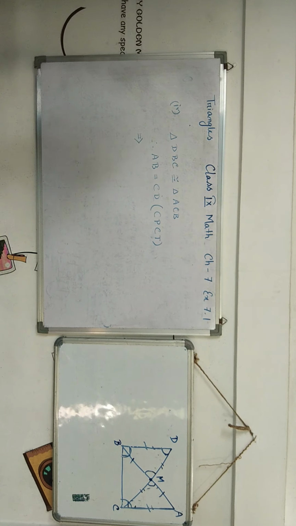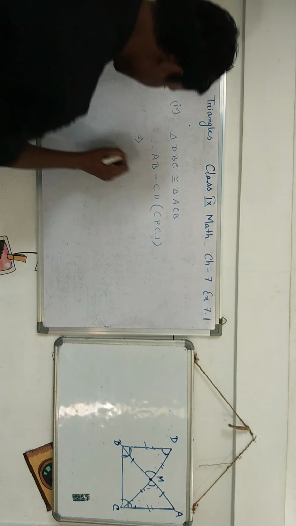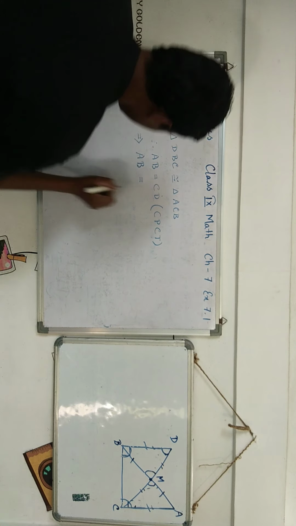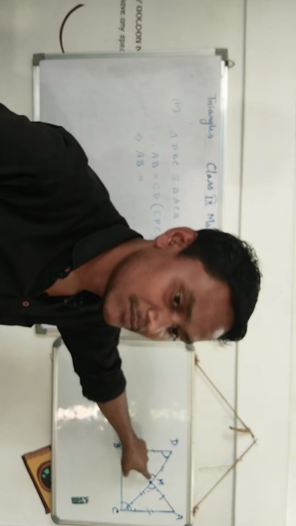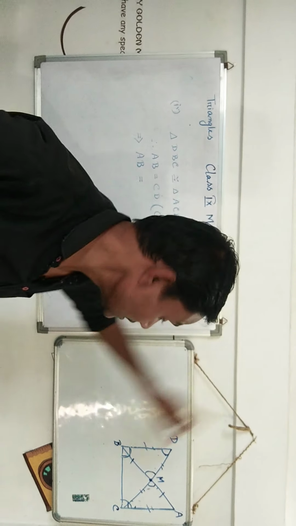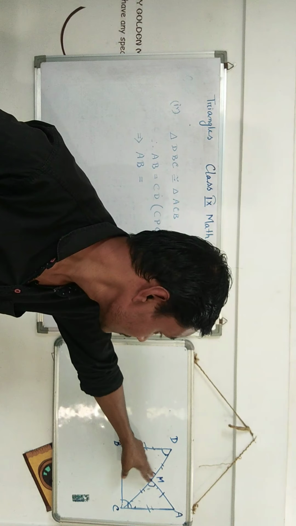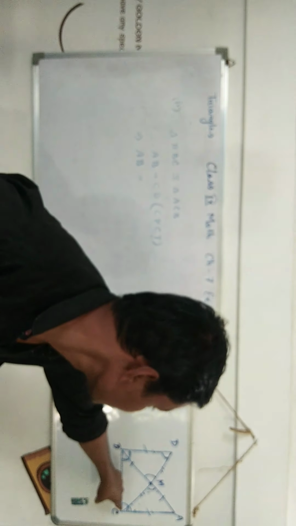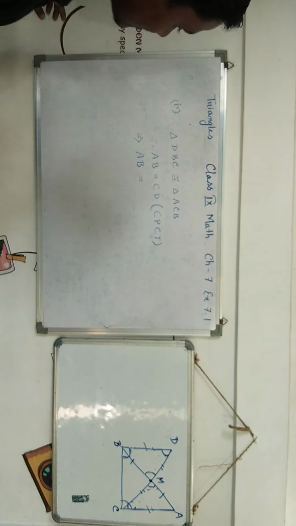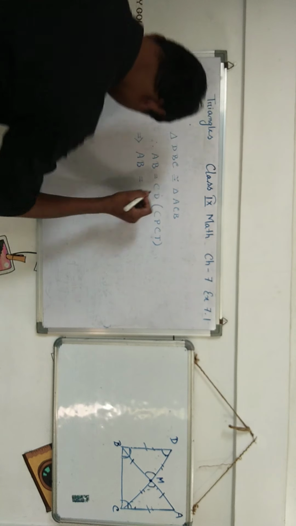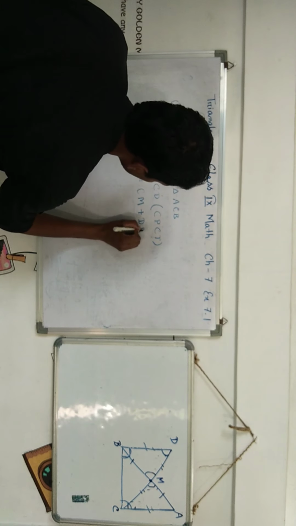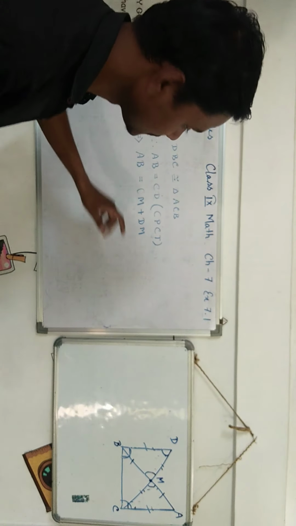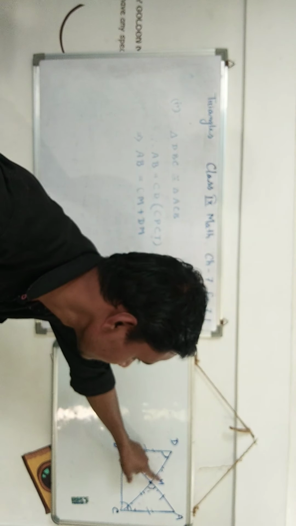AB is equal to CD, I have written. Now look at this step very carefully. AB is equal to, in place of CD, what can I write? M is the midpoint, right? In the first question we got that CM is equal to DM, as already given. So in place of CD I can write CM plus DM. The CD part is divided into two parts by point M, that is CM and DM.